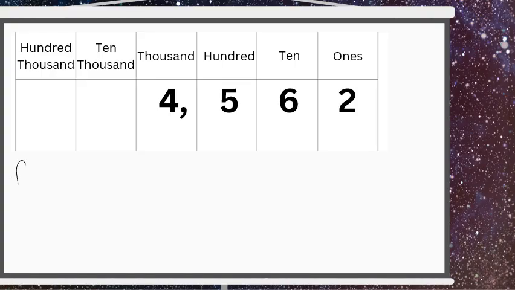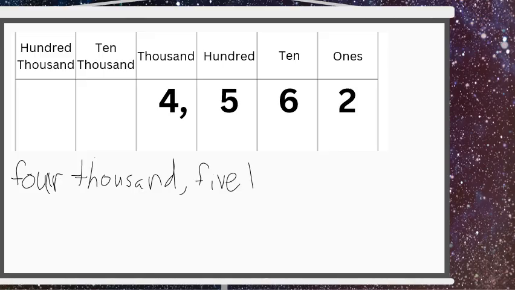Now let's write it in word form. We have 4,000, 5, remember to put your comma, 100, 62. Good. Now let's try some.